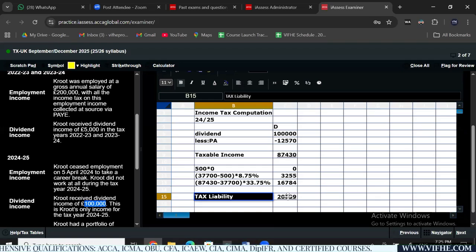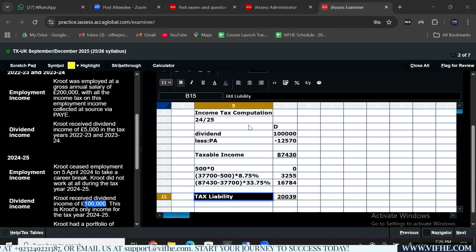Right? Is this thing clear? Is this thing clear to each and every one of you? All right. Yes, 500 has been removed out of the basic rate band because in the case of dividends, the first £500 is always taxed at the nil rate.